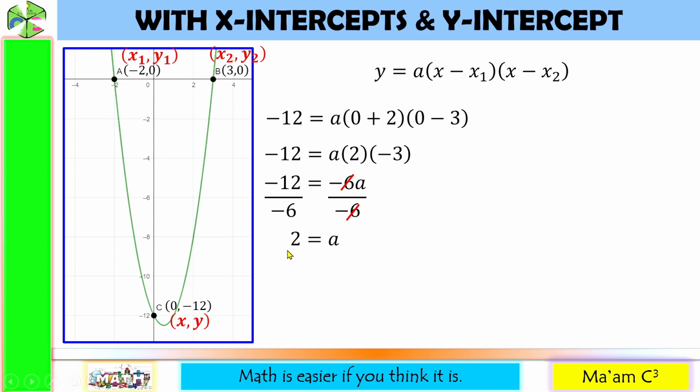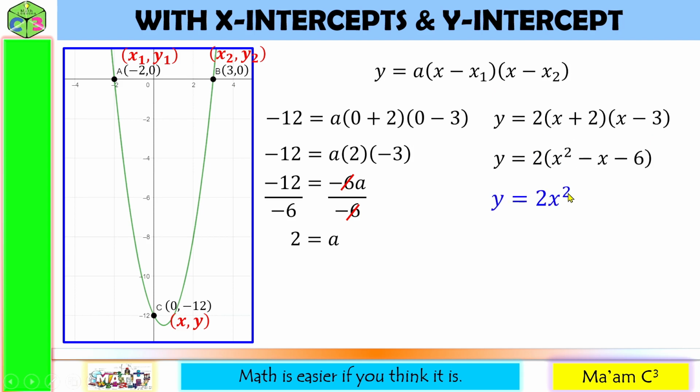Now that I already know the value of a, I will substitute this in our factored form. So y is equal to 2. We have x minus x sub 1. That will become x minus -2, which is x plus 2, multiplied by x minus x sub 2. That would be x minus 3. We already multiplied these two binomials earlier. Now I'm going to distribute this 2 here. This will be 2x squared minus 2x minus 12. So this is now the equation of the parabola that passes through x-intercepts (-2, 0) and (3, 0) and y-intercept (0, -12).